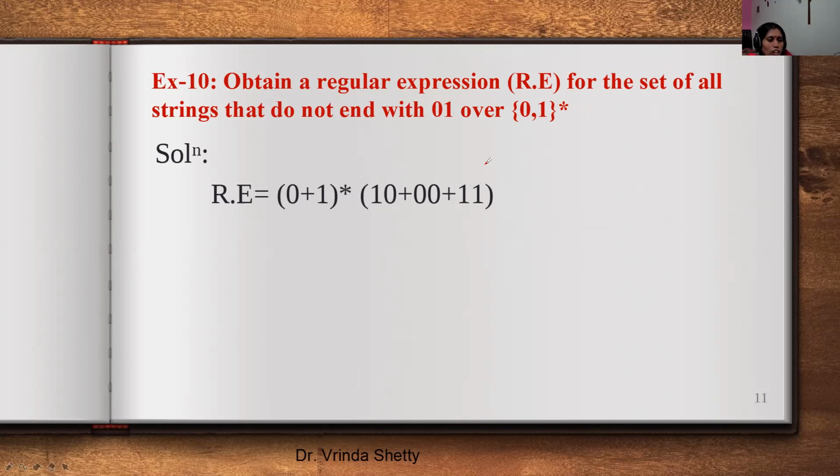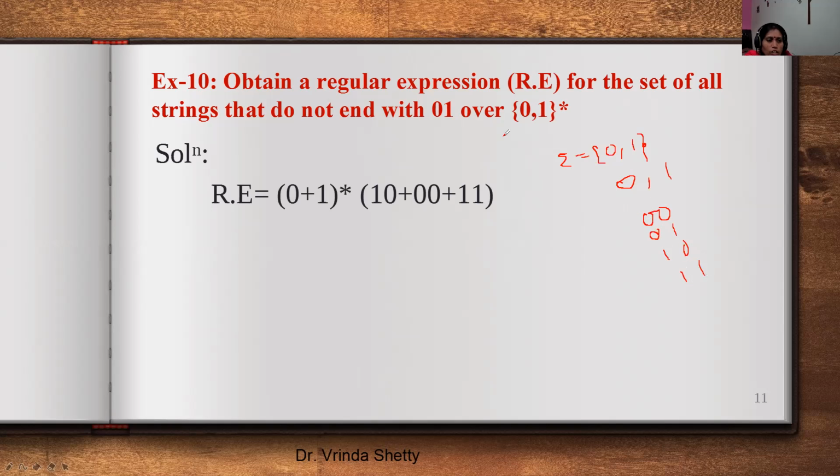So here, obtain regular expression for the set of all strings that do not end with 01. See here, when we have an input alphabet 0, 1, 0 and 1 are the input alphabets. So when we have an input alphabet 0, 1, it can end with a 0, it can end with a 1, it can end with 00, 01, 10, 11.